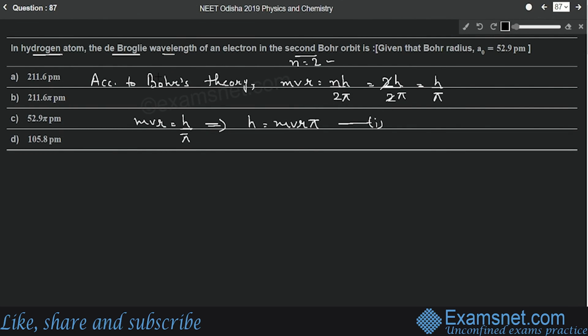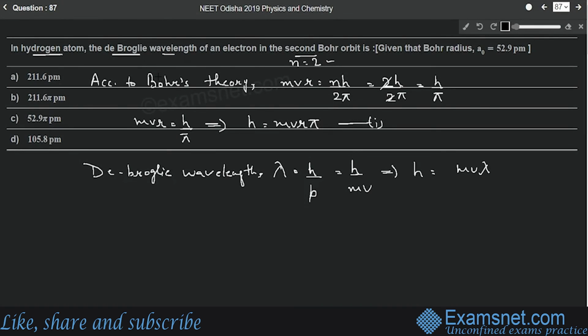Now let's come to the de Broglie wavelength that is asked in the question. So we know that de Broglie wavelength, that is lambda, is equal to h by p. P is the momentum here. So h by mv, because momentum is mass into velocity. So according to this equation, the value of h will be equal to mv into lambda, right? So let's assume this is equation number 2. Now both give us the value of h. That means we can equate these two equations. So mvr pi will be equal to mv into lambda. Now mv cancelled. So lambda is equal to r into pi, and this is the lambda that we have to calculate.